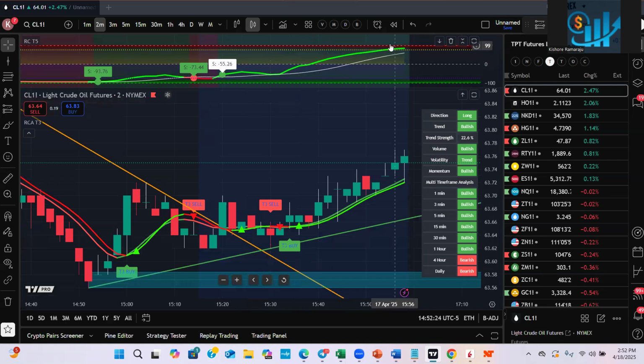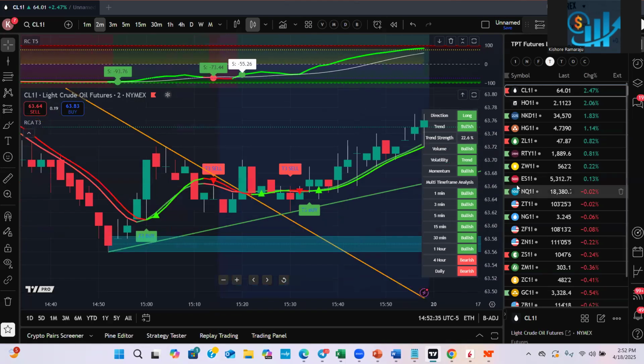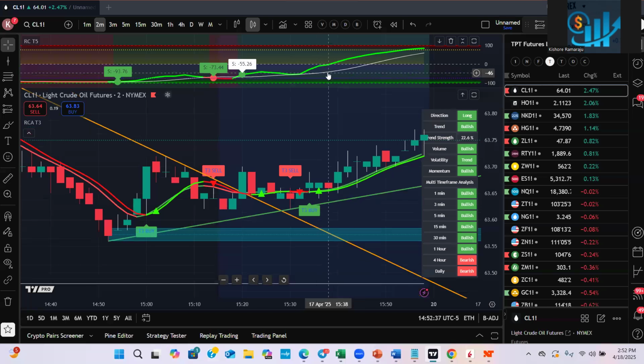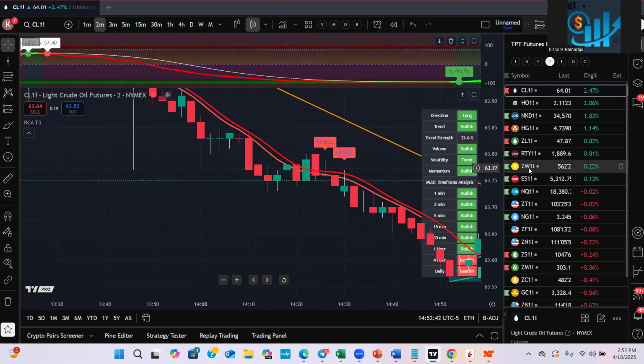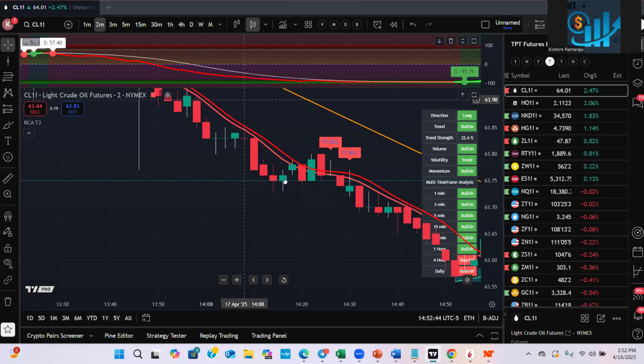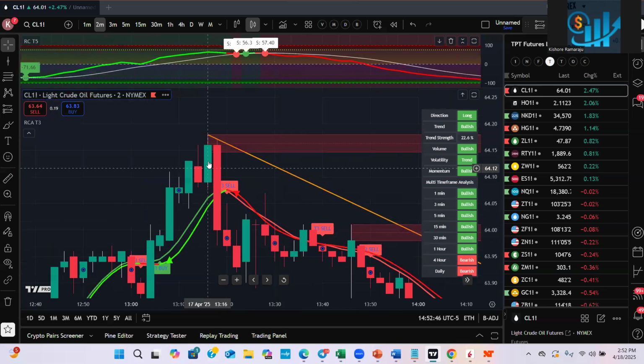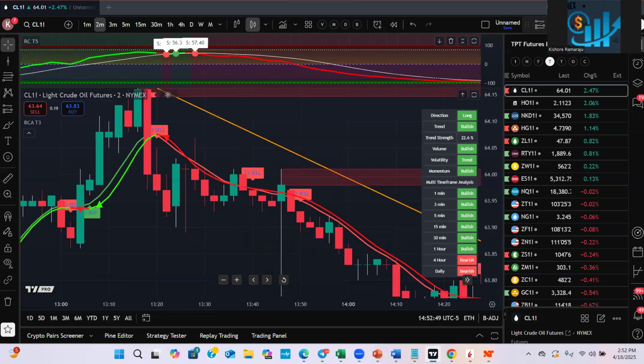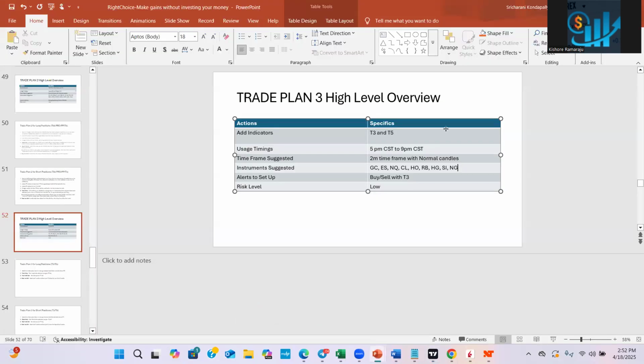All we are doing is, every day we are making 400, 500. Every day we are taking 1 hour, 40 minutes, making some trades using this strategy, and we are easily making it. If there is a nice gap between green and white, look for buy opportunities. If there is a nice gap between red and white, look for sell opportunities. That's it. That is strategy 3, or trade plan 3, between 5 p.m. to 9 p.m. on a 2 minute time frame with normal candles.